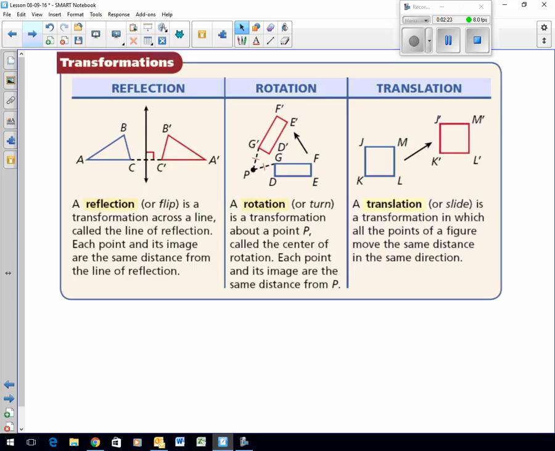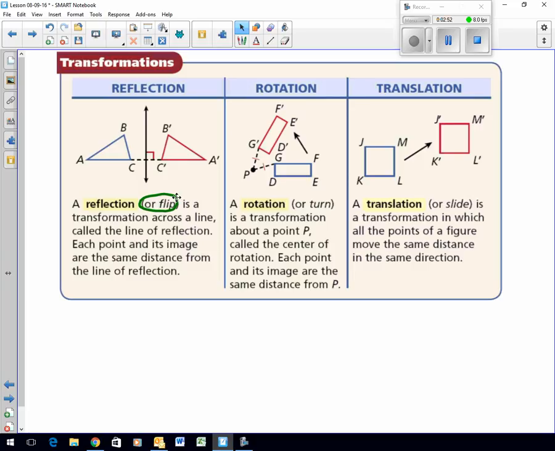Reflection or flip. It's a transformation across a line called the line of reflection. Each point and its image are the same distance from the line of reflection. So make sure in your notes, when you say reflection, you have the word written flip. A reflection is a flip. The trigger word associated with reflection is flip.